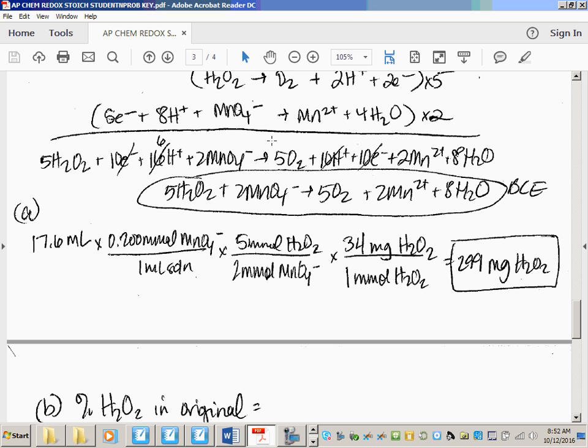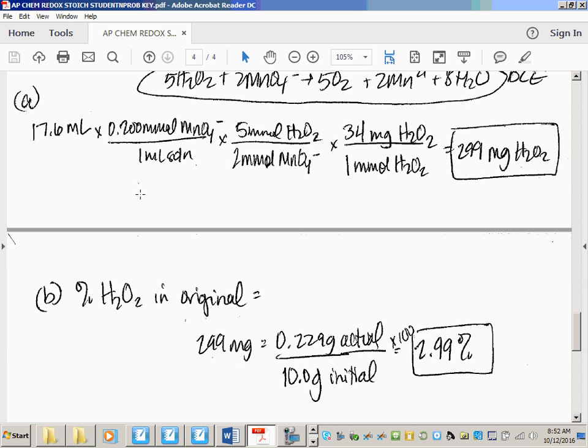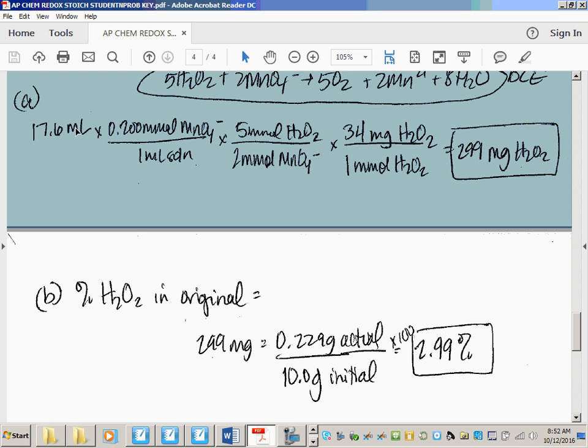If you want to go from milliliters to liters, you can use moles and grams. That's fine. But I did 299 milligrams of hydrogen peroxide is what would be present in that original solution. That was neutralized, and I used neutralized very loosely here, reacted completely with the permanganate species and the potassium permanganate sample that was being titrated.